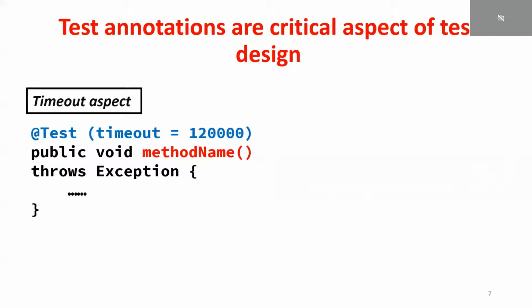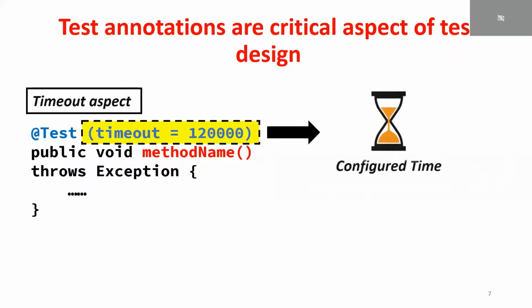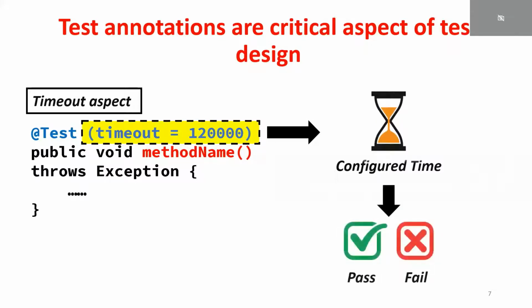One example of test annotation is called timeout. As indicated in yellow, test annotations can be configured using a key called timeout with a numeric value. This means that the test should finish within the configured time, and failure to do so within the given time would result in the failing of the test.